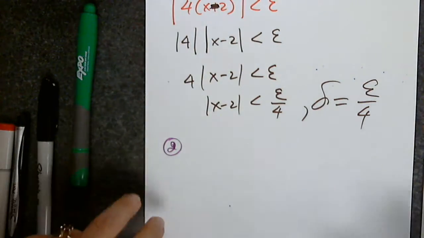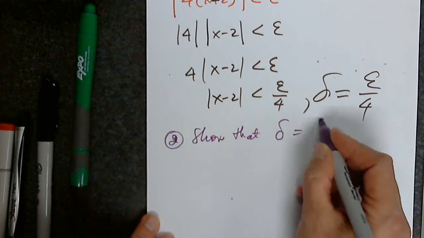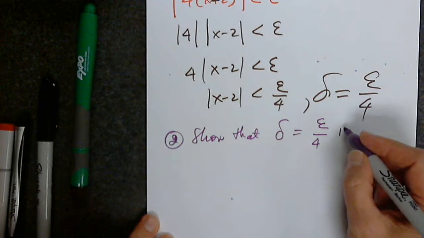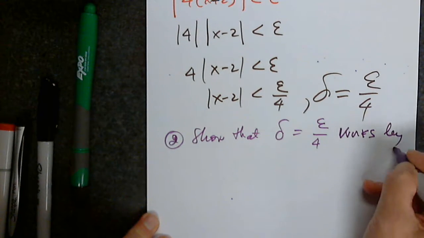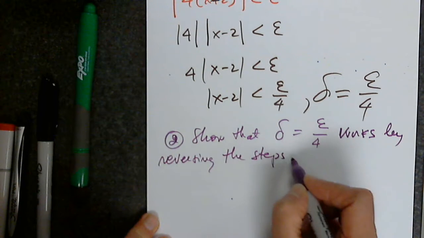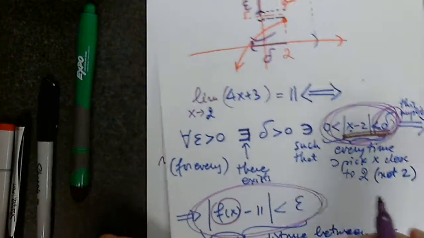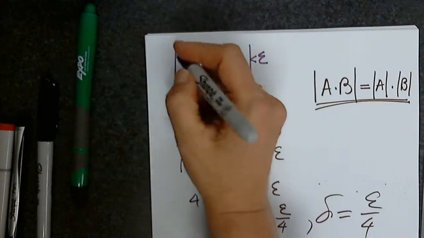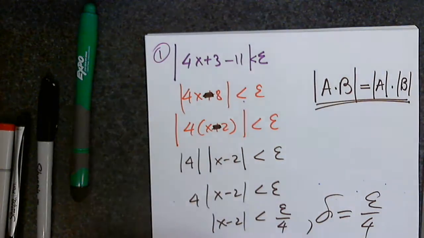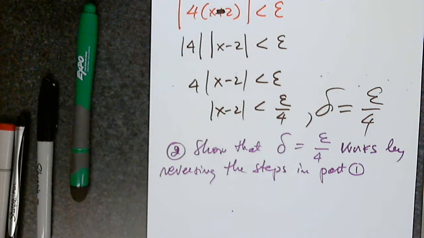So this was one way, and the second way, all I want you to write is show that delta equals epsilon over 4 works by reversing the steps in part 1. And this is part 1. This whole thing is part 1. Show that delta, which is epsilon over 4, works by reversing the steps in part 1. I'm done. I'm happy with that.